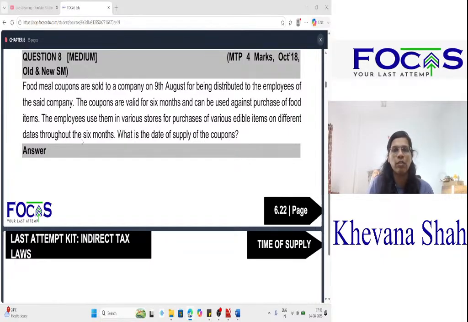What is the time of supply of coupons? So find out the answer. So see here, you have these food coupons, and they are allowed to purchase food. But which food items exactly will be purchased, I do not know when I am issuing these vouchers. So now try to determine the answer.